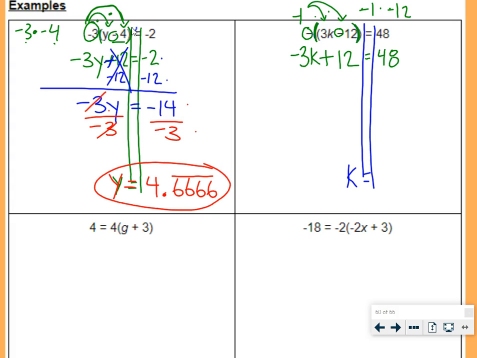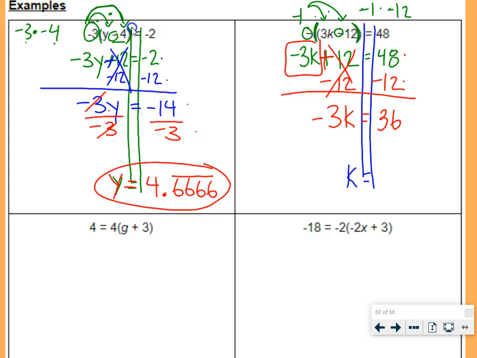Now that we've distributed, we've gotten rid of those parentheses, k is free to move about. We can undo our addition. Undo plus 12 with minus 12 on both sides. 12 minus 12 is 0. They cancel out, leaving us with negative 3k equals 48 minus 12, 36.